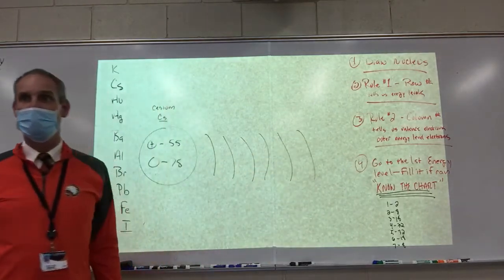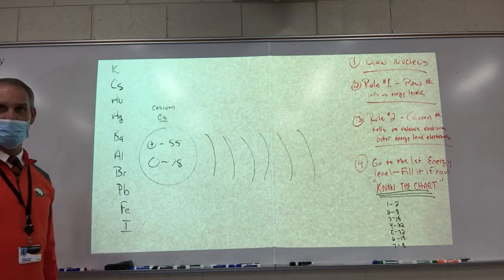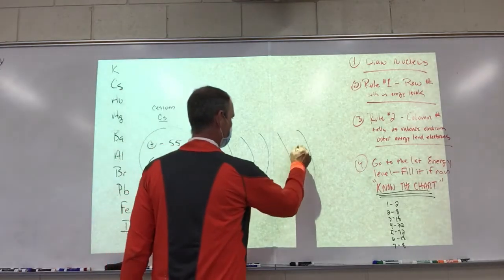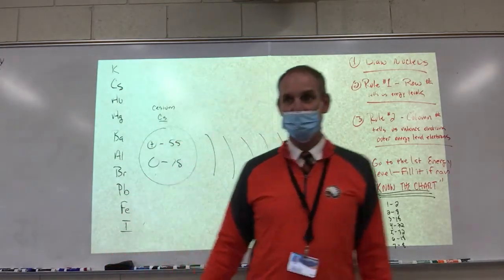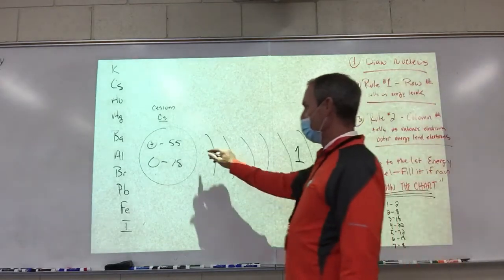Okay, what do I do next, Jamie? Find the max valence electrons. Okay, so what do I do next? You find the column number. What column number is cesium in? 1. So what do I do with that 1? You put it in the last. Right, perfect. Put it there. Okay, good. Reedy, what do I do next? You fill up the rest.